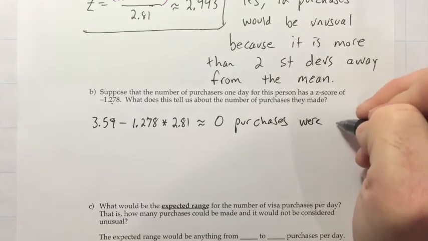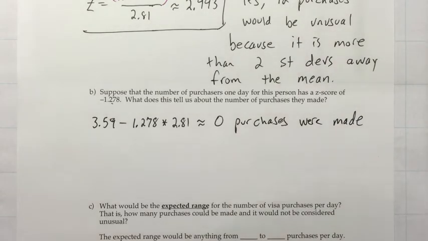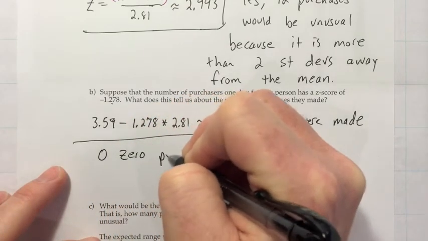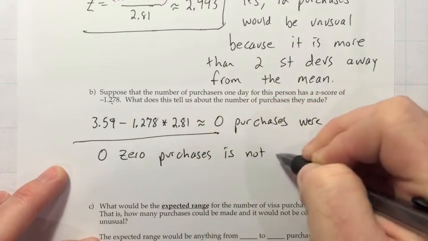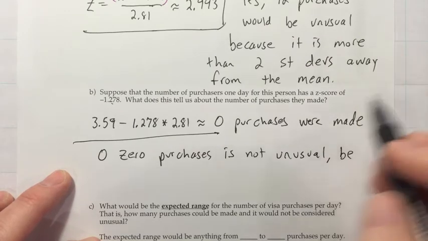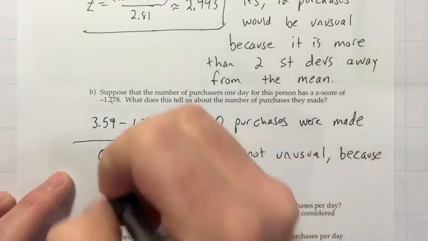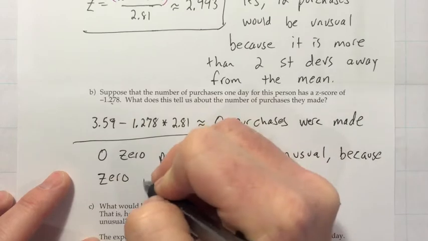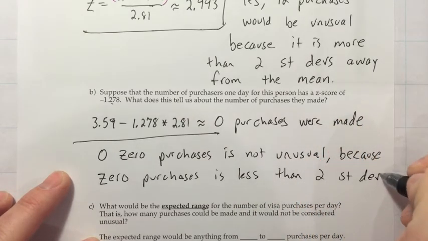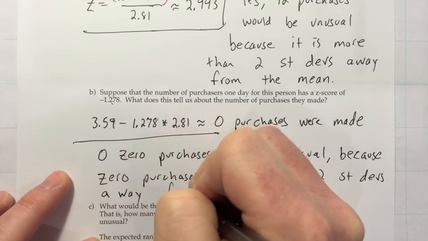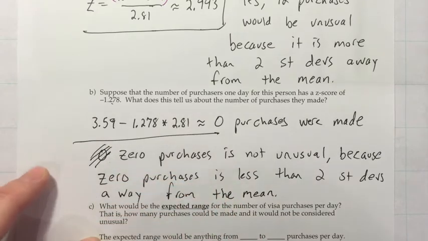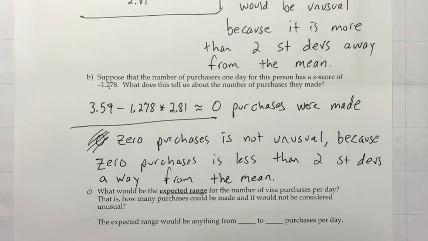So I think that's a good place to start. That z-score of -1.278 tells us that 0 purchases were made that day by the customer. But then extra information is we now know that 0 purchases is not unusual. And I can say that because I've already seen the z-score, which is less than 2 standard deviations away from the mean, or it indicates that 0 purchases is less than 2 standard deviations away from the mean. And just notice here I wrote the number 0 and the word zero. Just pick one there. So we'll go with 0 purchases is not unusual because 0 purchases is less than 2 standard deviations away from the mean.